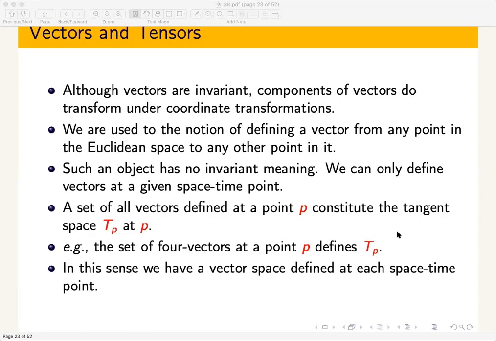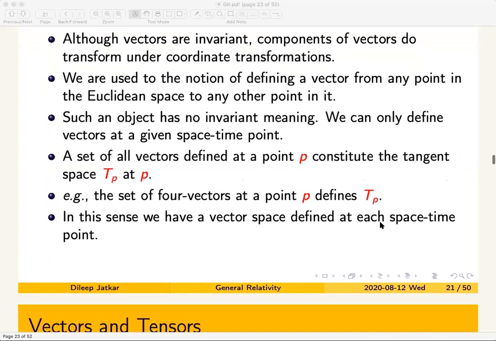Therefore, every time we talk about vectors, we will be talking about vectors with respect to a particular point. That point is typically called the base point, and what we will do is look at the space of vectors, which is typically called the tangent space at a point, and we say that all vectors are defined as vectors in the tangent space at a given point. So if we have a point P, then we define a tangent space T_P, and all the vectors defined at base point P are vectors which are written in terms of vectors in the tangent space.